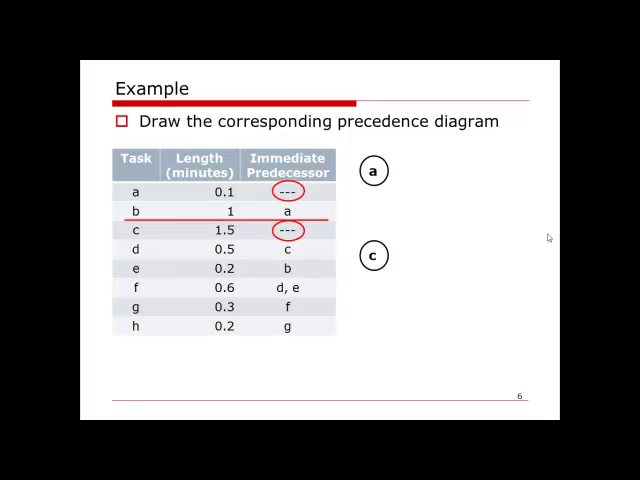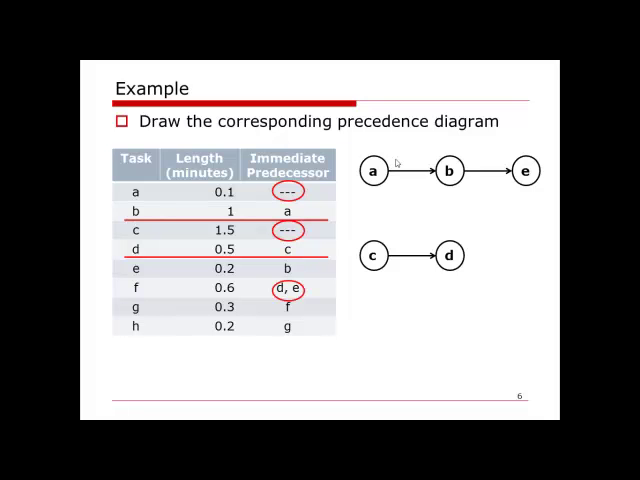Next, task B. Task B has A as its immediate predecessor. So we draw B, and we need to have an arrow connecting from A to B. This means that we need to finish A first, and then we can work on B. Next one, task D has C as its immediate predecessor. So we draw C, D, and connect them with an arrow. Next we can get E, which follows B.